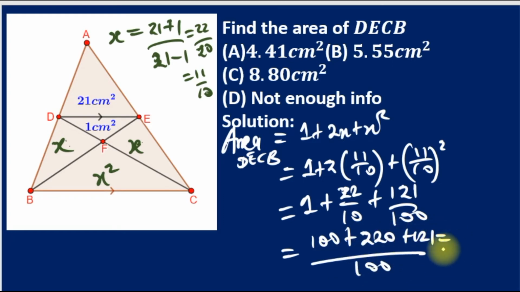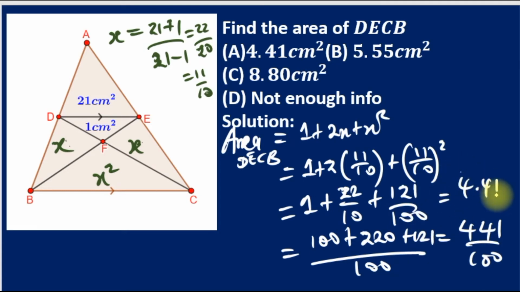So our answer is 441 over 100, which is 4.41. So the answer is option A. So the solution is fast. Let me now derive why x is 11 over 10. So follow up.